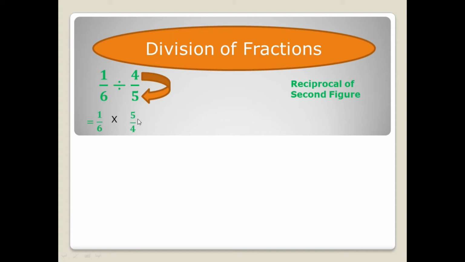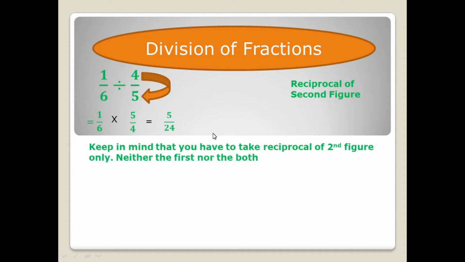We take the reciprocal of the second figure, that was 4 over 5. Now it is 5 over 4. Now simply multiply the numerators and the denominators. 1 5 is 5 and 6 fours are 24. Keep in mind that you have to take the reciprocal of the second figure only, neither the first nor both. It is a common mistake with students that they take either the reciprocal of the first figure or the reciprocal of both figures.